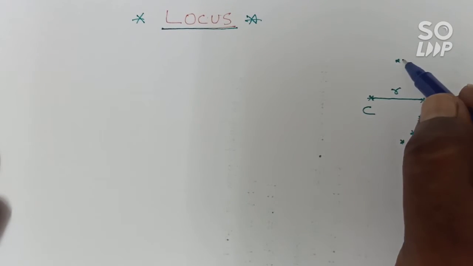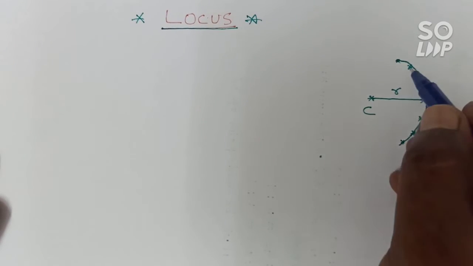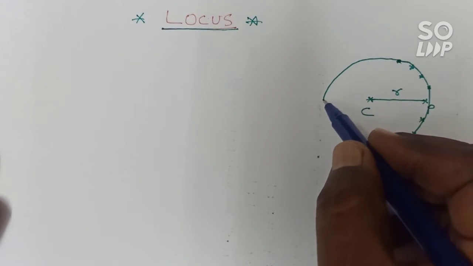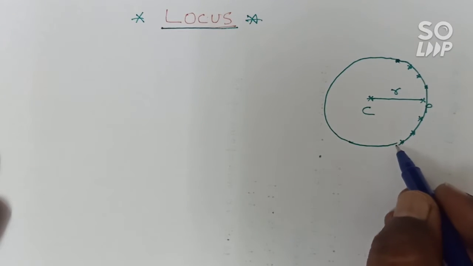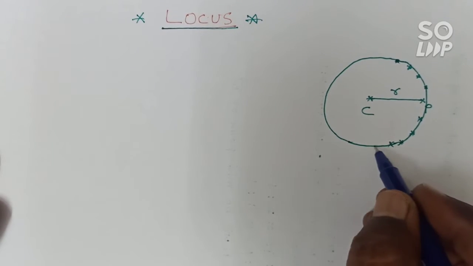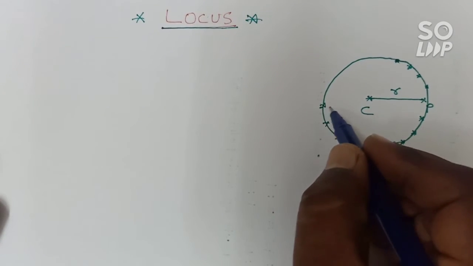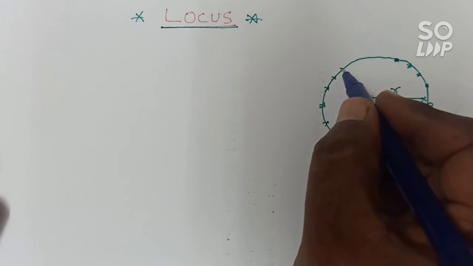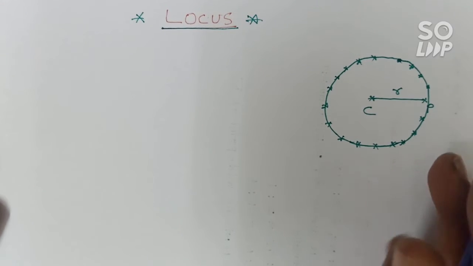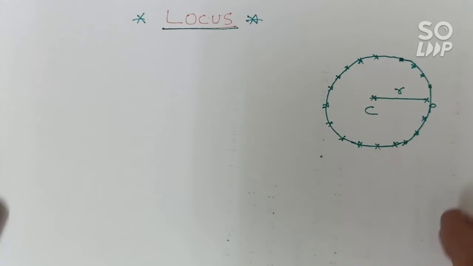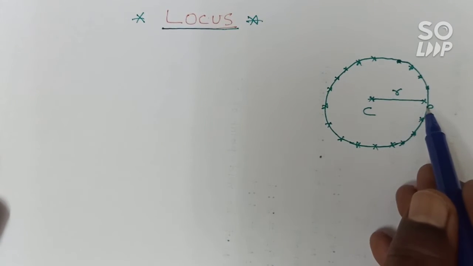By joining all these points, you will get a proper curve. Look at this one. Here are infinite number of points. All these points lie on the curve. So what is that curve? This is in the shape of a circle. So what do you say is the definition of the locus? The set of points which satisfy a certain condition.